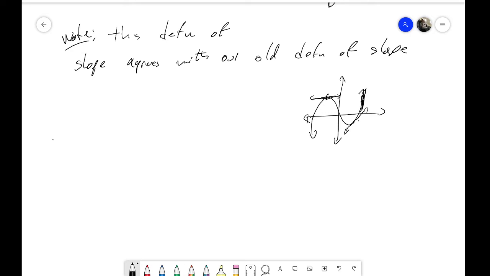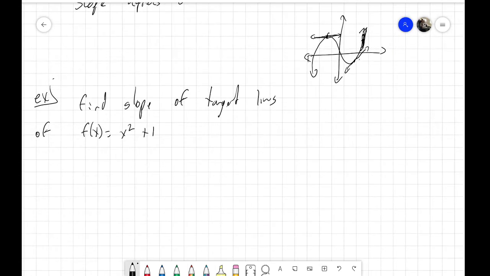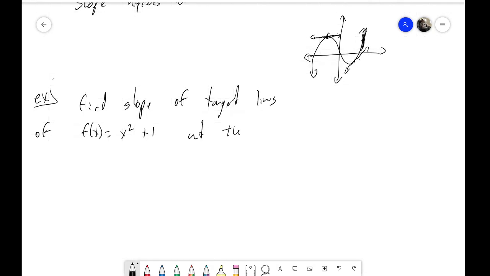Eventually, you get very good at finding the slope of these lines using calculus. So let's do another example, just so you can see what I mean by eventually they'll get very easy, or easy enough. So let's find the slope of the tangent line of f of x. So find the slope of the tangent line of f of x equals x squared plus 1 at the point 0, 1.